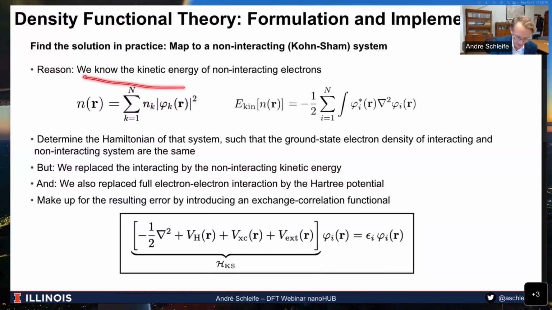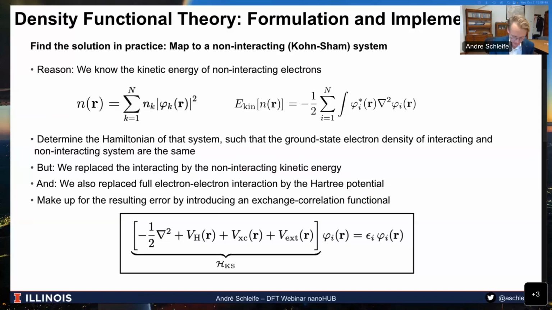Just as I hinted at here, they replace the kinetic energy of interacting electrons by the kinetic energy of non-interacting electrons. So that's number one. They also say, well, once we're making approximations, or we will make approximations down the road, we can also replace the full electron-electron interaction by a Hartree potential. We know that's not correct, but at least it captures a certain fraction of what electrons do when they interact.